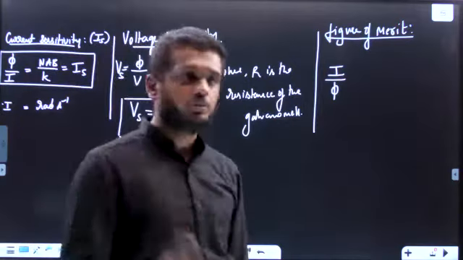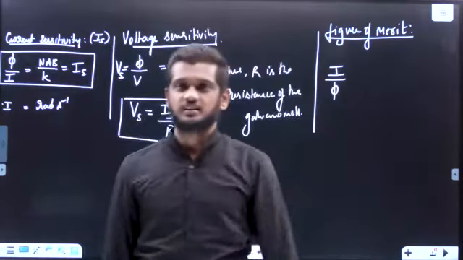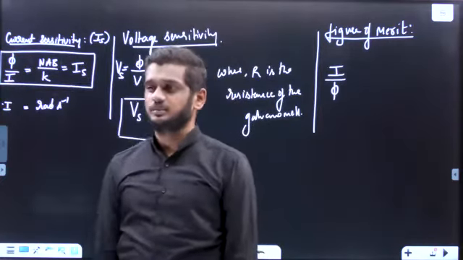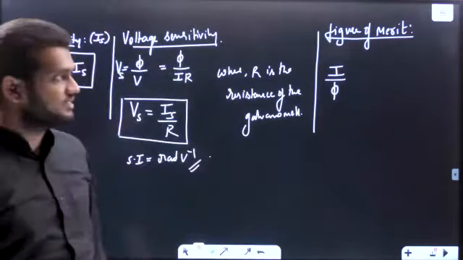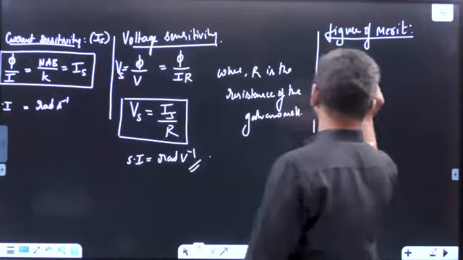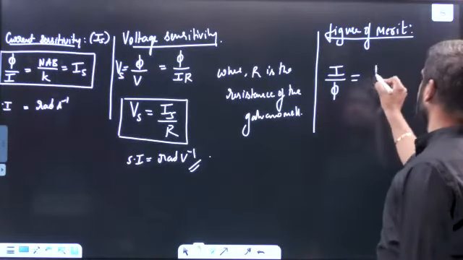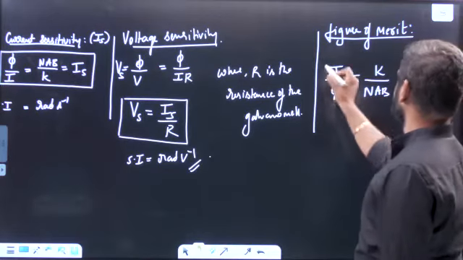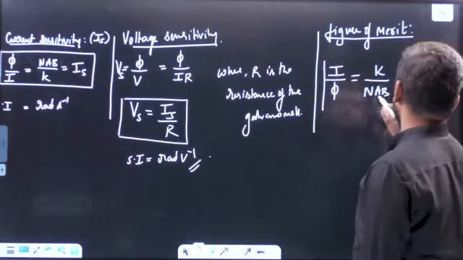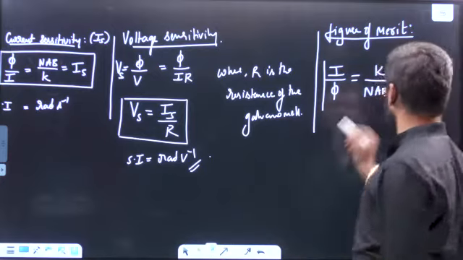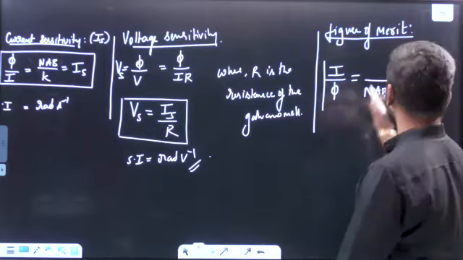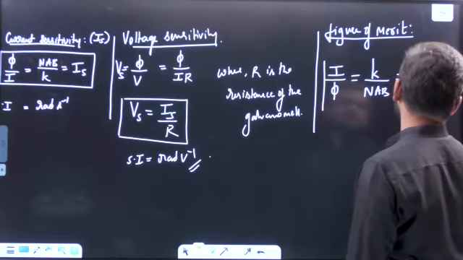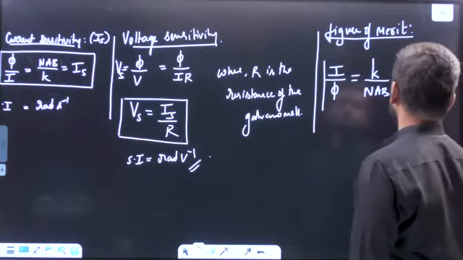So current required for 1 degree of deflection is figure of merit. Deflection produced for 1 ampere of current is current sensitivity. Did you understand the difference between these two? Yes, sir. What is the formula for this? It should be the reciprocal of current sensitivity. And remember, don't get confused with this. There are two terms called K here. Figure of merit is generally indicated by capital K.